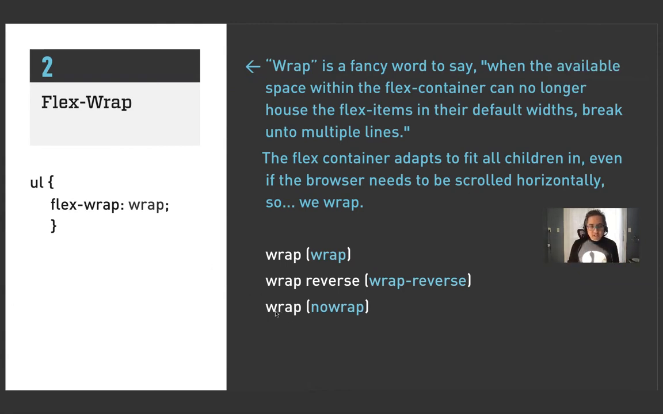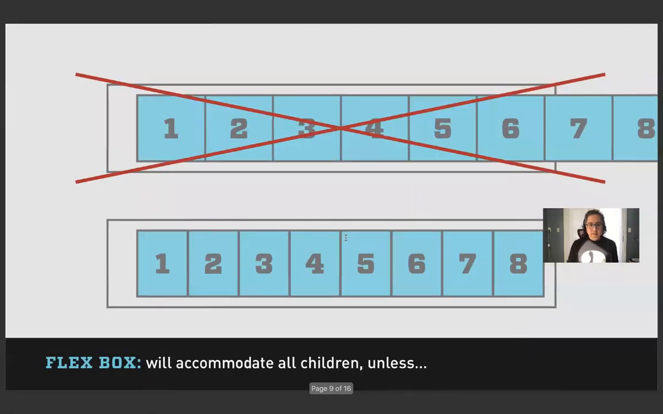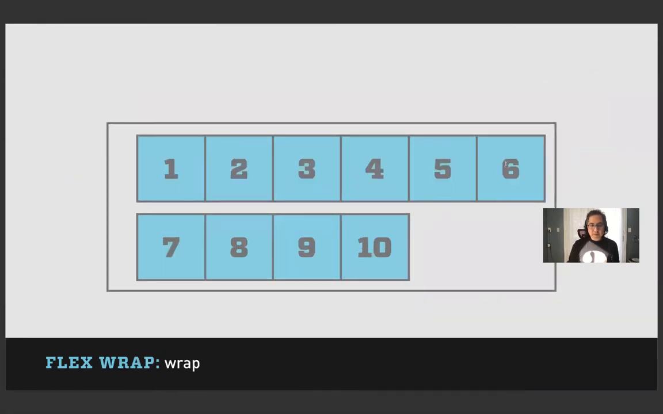So the default is actually no wrap. So if we don't have this on at all, then things won't wrap. And so they'll squeeze in as much as they can. Otherwise, we can wrap them or wrap reverse so that it maintains the default width of each of the flex items. So in the flex box with the flex wrap on, the flex will accommodate the children. It'll squeeze in as much as it has to. Otherwise, if you put wrap on, then they keep the same size they have, and then they just wrap automatically.